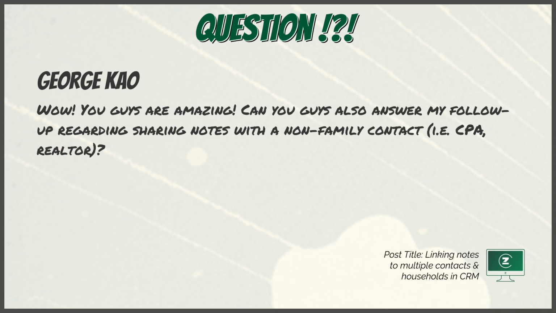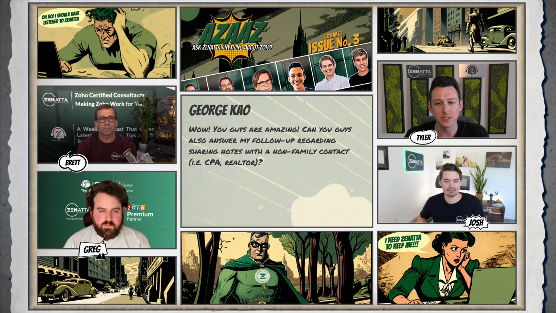Can you guys also answer my follow-up question regarding sharing notes with a non-family contact, so a CPA or realtor? So if you watched last week, this is a follow-up for the question around spouses. So we've got 2 spouses in the system. I take a note on one spouse. I'd love for it to show up on the other. And what we gave as a response is, yes, technically possible, but probably a better idea to nest them under an account, which you could even rename for households, and then see all the notes roll up into that record. Because now it's also going to work for email, it's going to work for calls and tasks and all those things.